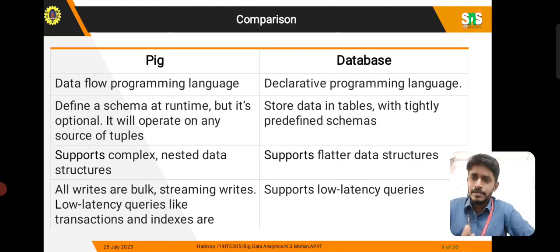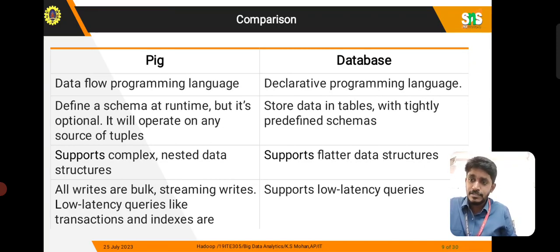Comparing Pig with a relational database, the first point is that Pig is a data flow programming language, whereas a general database uses a declarative programming language. In Pig, we can define a schema at runtime, but it is optional only. It will operate on any source of tuples. Compared to the database, we store data in tables with tightly predefined schemas. So that is the comparison between Pig and database.